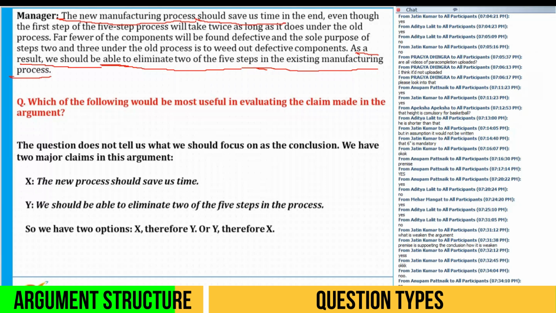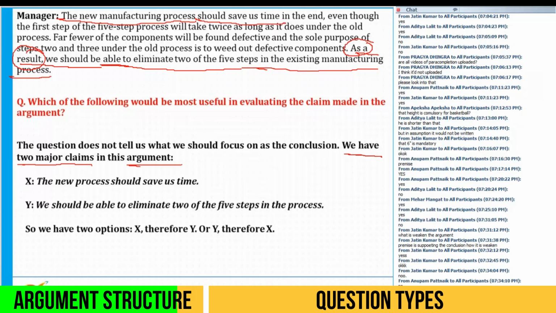Now there's a confusion. Which one is the conclusion? Most of us, because we see "as a result" written over here, will say the last sentence is the conclusion. But if you read it carefully, you'll understand that even the first statement can work like the conclusion. And that is why we can say there are 2 major claims in this argument.